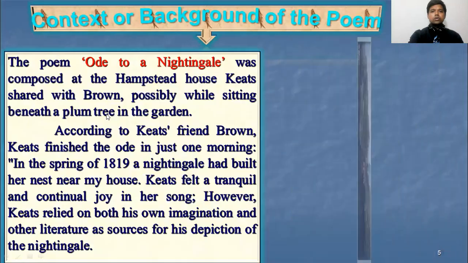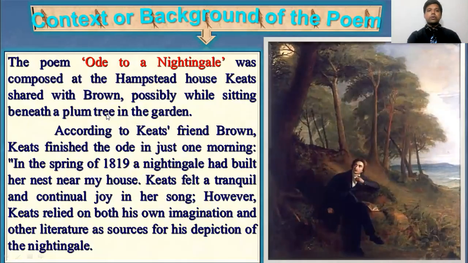So now I will show you the context or background of the poem. The poem Ode to a Nightingale was composed at Hampstead House, which Keats shared with Brown, and possibly while sitting beneath a plum tree in the garden. So this is the symbolic image, John Keats sitting under the tree.